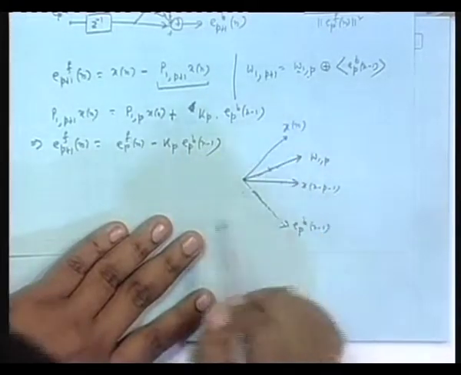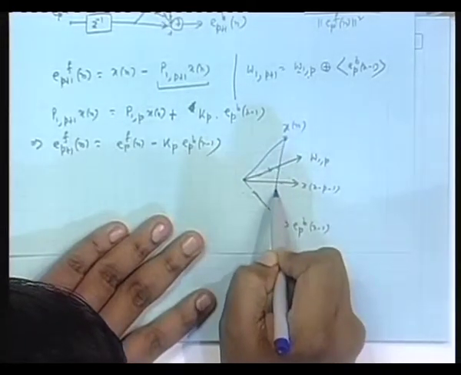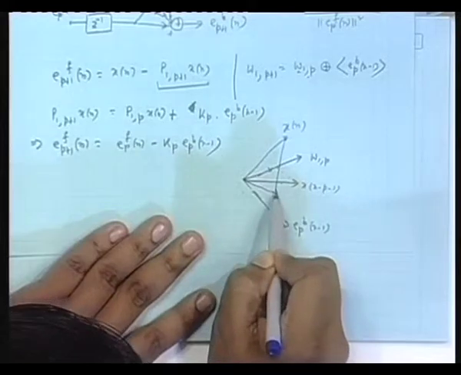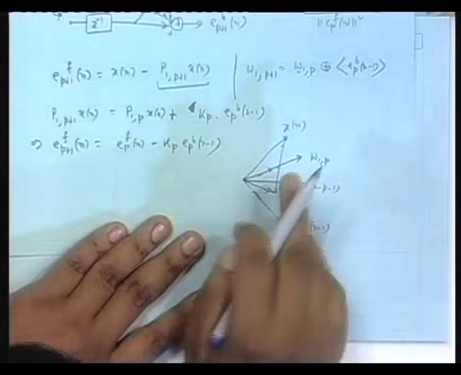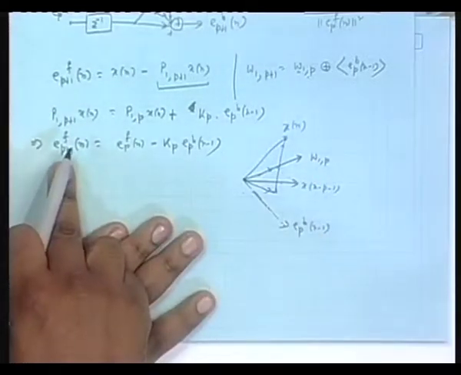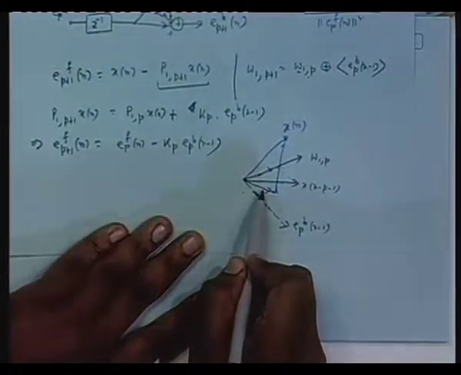So, that will be what we all know from basic projection. If you project it, this is that orthogonal projection. This is the projection, this is the corresponding projection error. This error is this EP plus 1 Fn, and this is that projection. This projection is given by this guy.